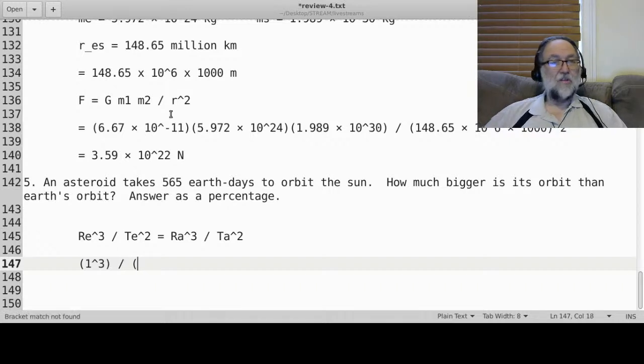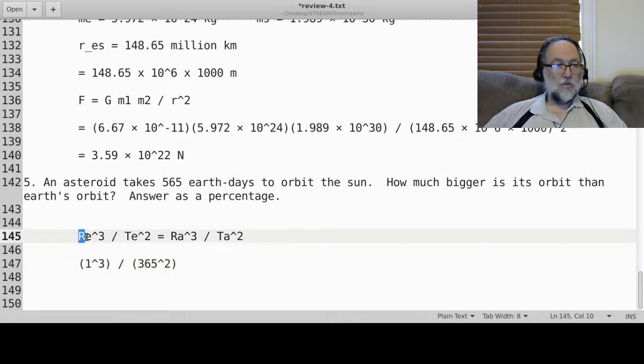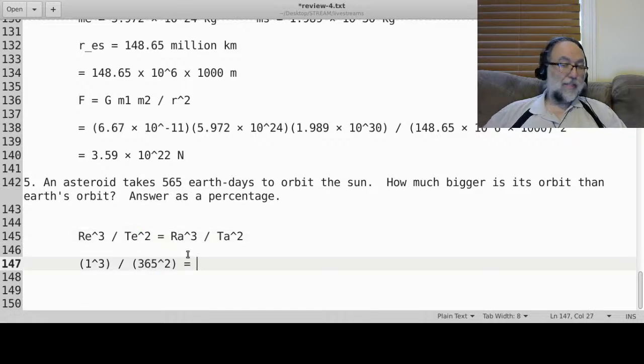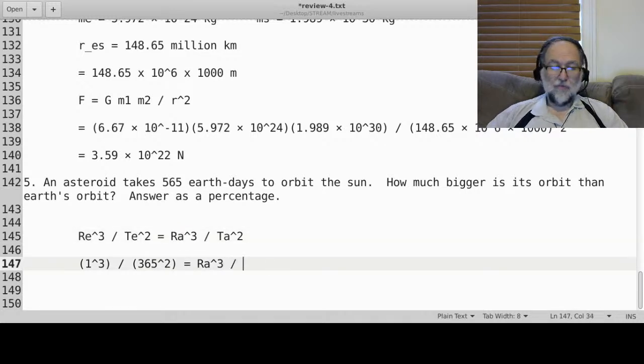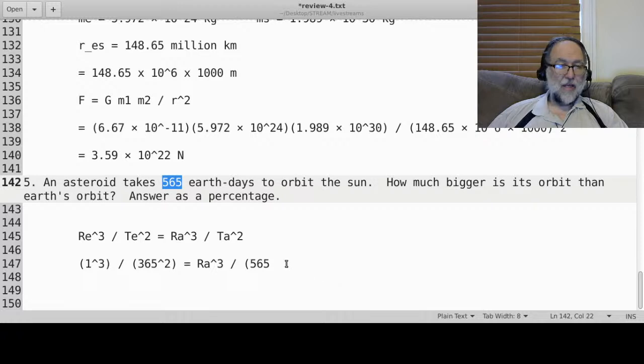I would have muted if I'd known it was coming, but so the Earth's orbit period is 365 days, so 365 squared like that. Okay, so there's the Earth's orbit normalized to 1, so 1 astronomical unit. The period of the Earth's orbit is 365 days. What's that got to equal? Well, that's equal to the radius of the asteroid cubed. We don't know how big that is. That's what we're solving for. Divided by the period of the asteroid's orbit, which we do know is 565 days, squared like that.